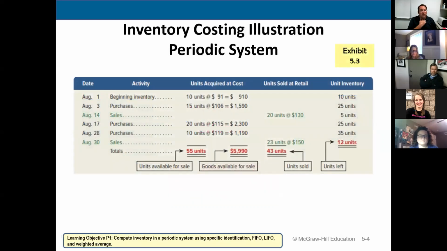So here's an example of a company that had a beginning inventory of 10 units. We don't know what kind of product they sell, but they had 10 units that had a cost of $91 a piece. So total cost of those units, $910.